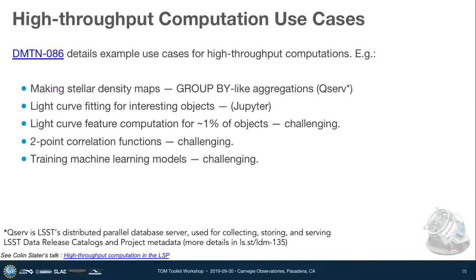We have a set of use cases that have been developed for these types of high throughput computations, generally ones that involve statistical analyses across most or all of the data set. So making stellar density maps, performing light curve fitting for interesting objects, performing feature computation on light curves to look for very specific details, generation of two-point correlation functions, and the training of machine learning models.